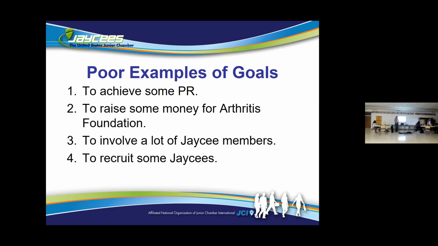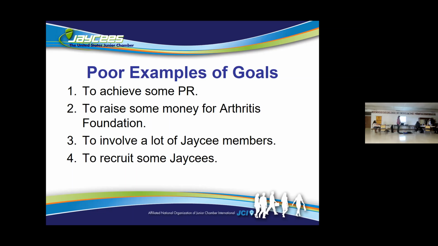So here are some poor examples of goals. To raise some money, okay? To involve a lot of Jaycees, okay? And then, to recruit some Jaycees. So why would those be bad examples? It's not measurable. It's not specific either.